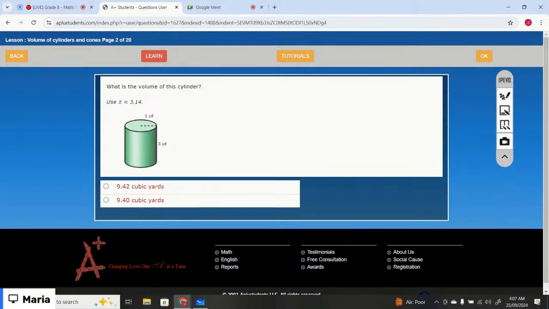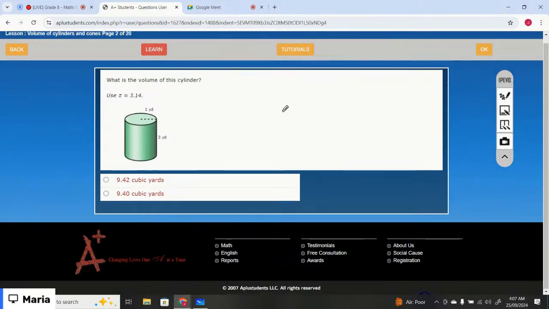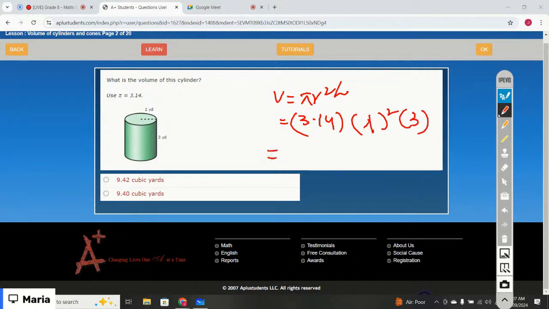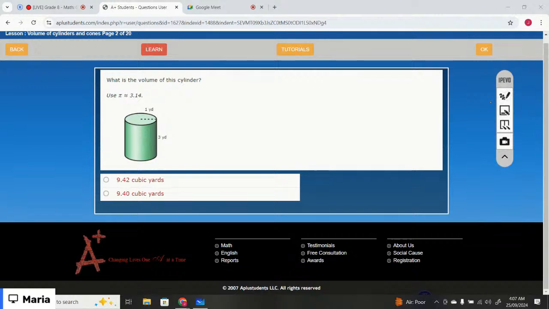What is the volume of the cylinder? That is V equals pi r square h, right? Just put up the values. 3.14, r is 1 square and h is 3. So that is 9.42 cubic yards. I think that's the one we did in the tutorial. Option number 1 is the correct option. 9.42 cubic yards.